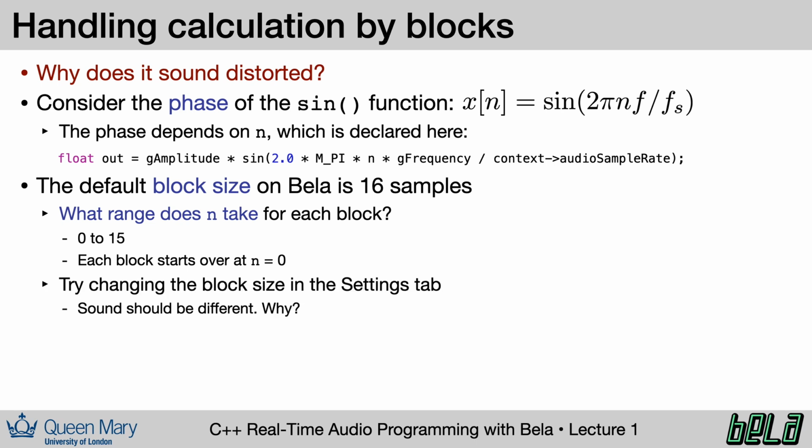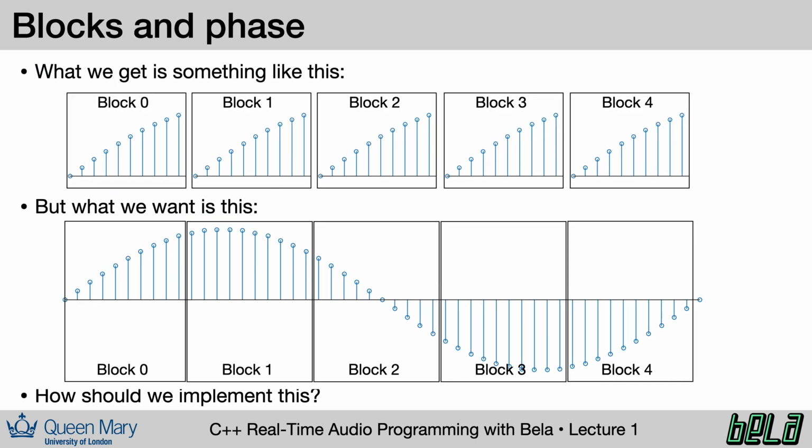Something to try is just to go change the block size in the settings tab of the Bela IDE, and you will find that that should produce a different but equally horrible buzzing sound. Why is that? Well, in that case, it's because n is going to take a different range of values, starting at 0 and maybe going to 31 or 63, but certainly not incrementing smoothly from the beginning to the end of the sound. Basically, what's happening is this.